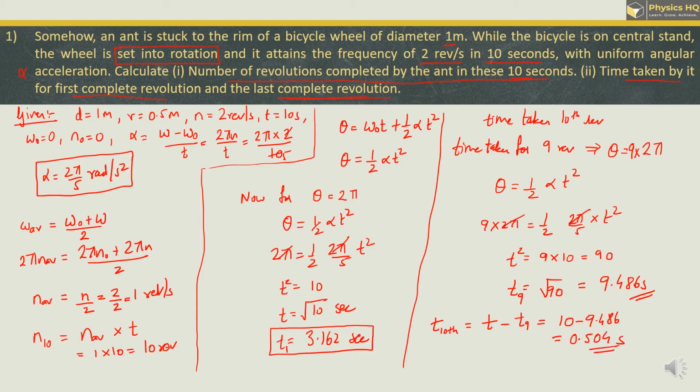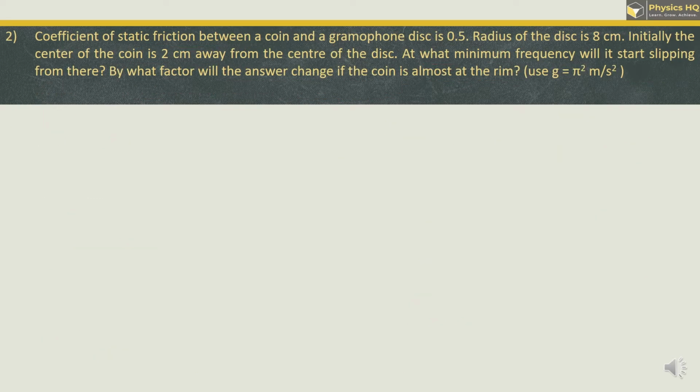Let us go ahead to the next sum. Coefficient of static friction between a coin and a gramophone is 0.5. So we are given the coefficient of static friction, which is 0.5. Next, the radius of the disc is 8 cm. So the radius of the disc is 8 cm, which can be written as 8 into 10 raised to minus 2 meter.